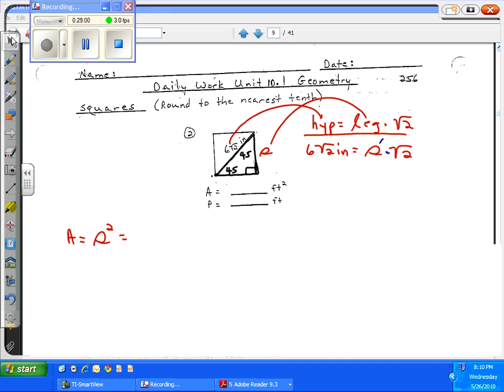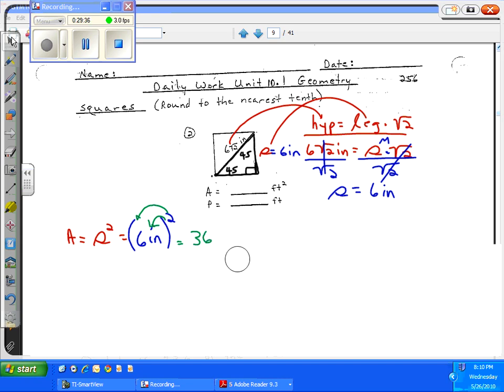To isolate the S, we're going to undo multiplication by division, so we're going to divide by square root 2, and I'm going to get S is equal to 6 inches. So each side of the square is 6 inches, so my area is 6 inches quantity squared. Exponent distributes on the multiplication, that's 6 squared times inches squared, which gives us 36 inches squared, or 36 square inches.